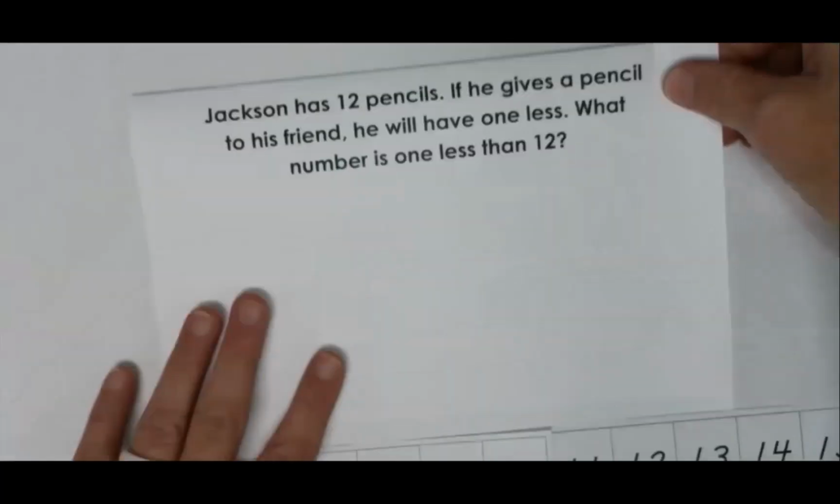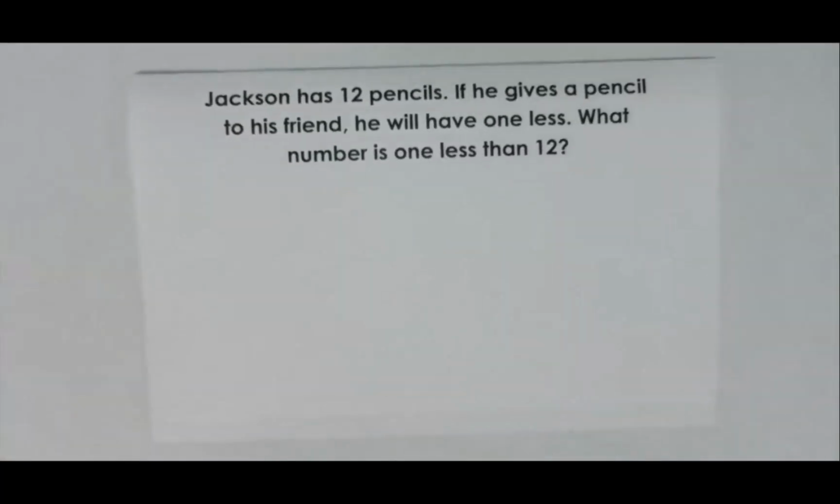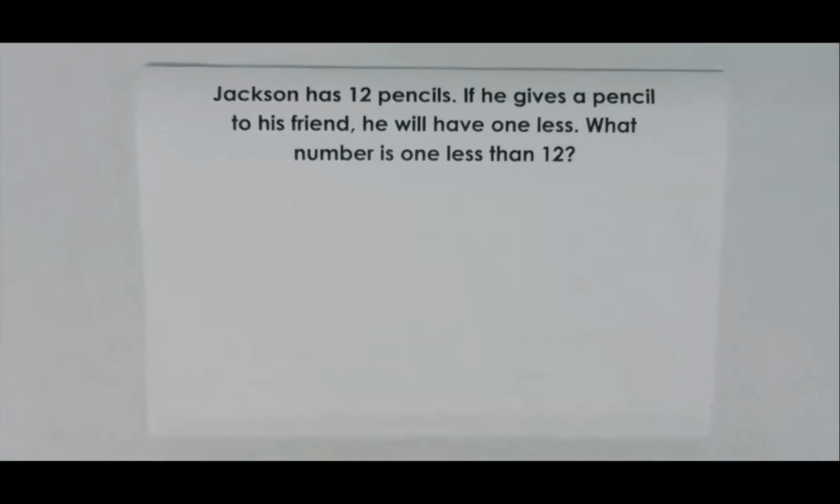Thinking about one less. Okay, so now Jackson has 12 pencils. If he gives a pencil to a friend, he has one less. What number is one less than 12? Or how many pencils will Jackson have? Again, I'm going to start at the concrete level. I want my students to understand what is happening and what this looks like to build that conceptual understanding.